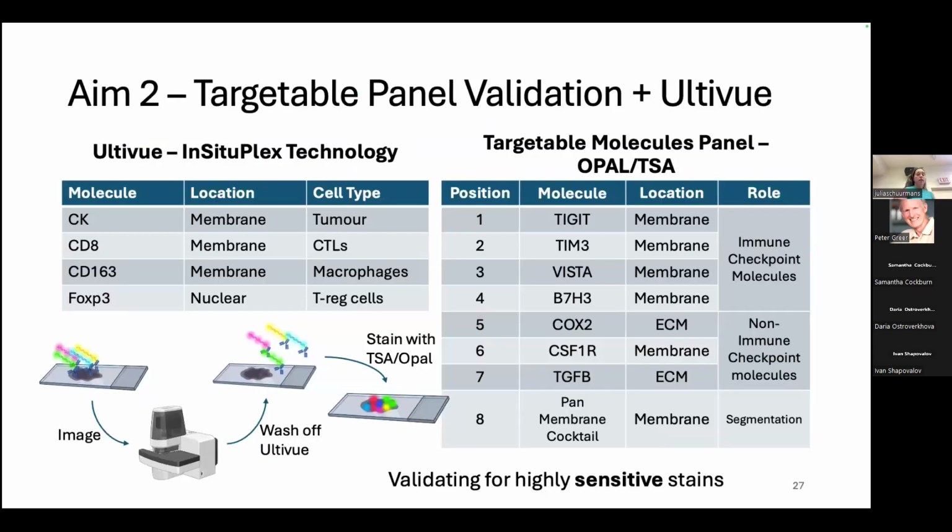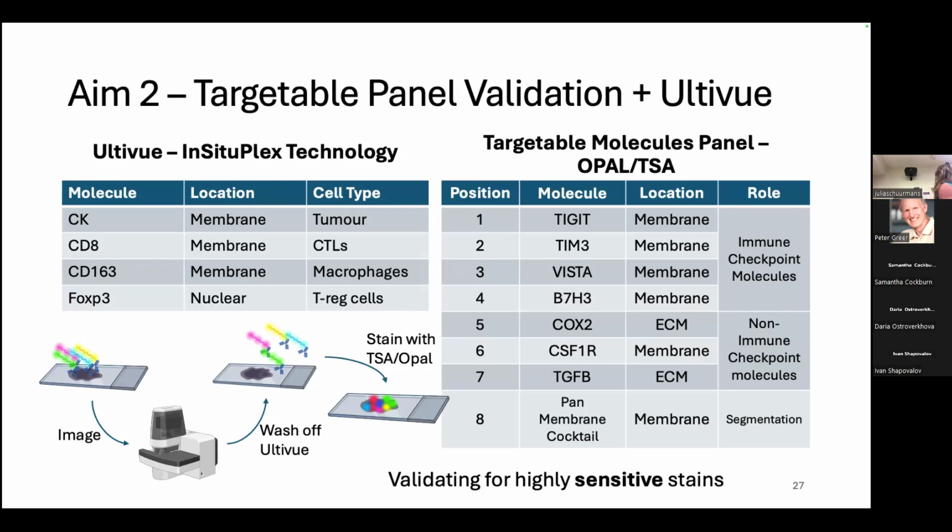So once that's all done, and maybe at the same time, I will then move on to validate our AltaView in situ-plex technology along with our targetable molecules panel. Now, the benefit with the AltaView in situ-plex technology is we'll add on 4 more markers, and these 4 markers will be cell lineage specific, which means that I'll be able to tell on the slide exactly which cell types these other 7 markers are associated with.